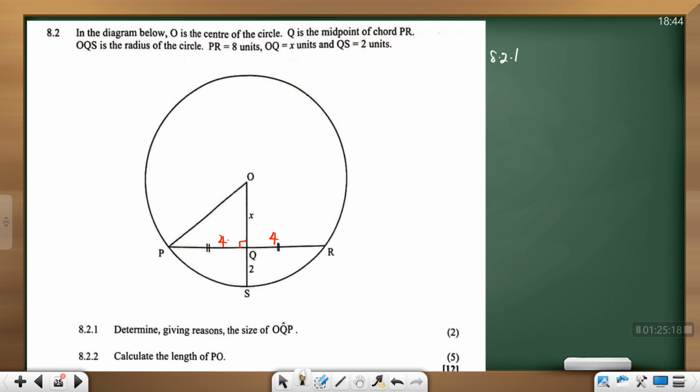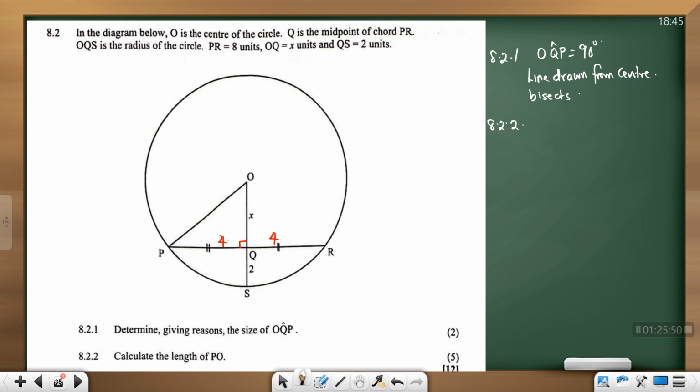8.2.1. OQP equals 90 degrees. What's the reason? Line drawn from center that bisects a chord is perpendicular, and you're done.